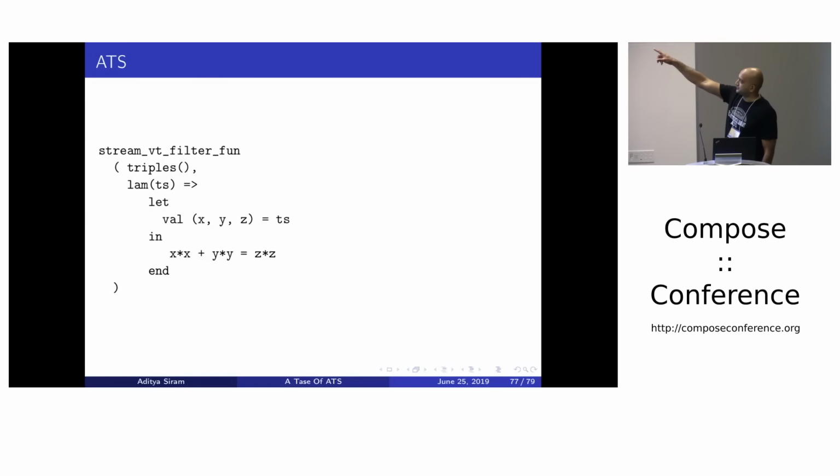So here I have a filter function that takes all of the triples and some lambda, destructures the triple x, y, z, and just makes sure that x squared plus y squared equals z squared. That's it. So it's a stream of all the triples with a filter in front of it that makes sure that only the ones that we want pass.